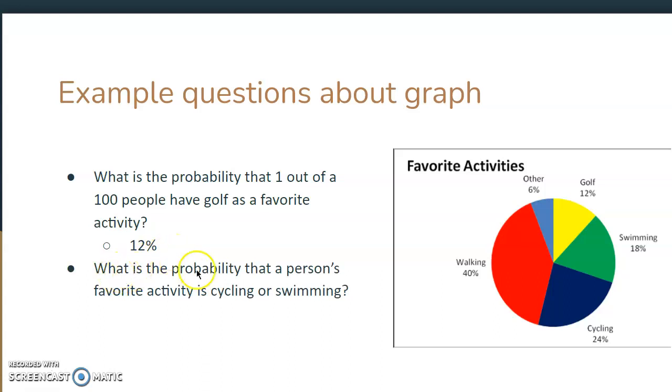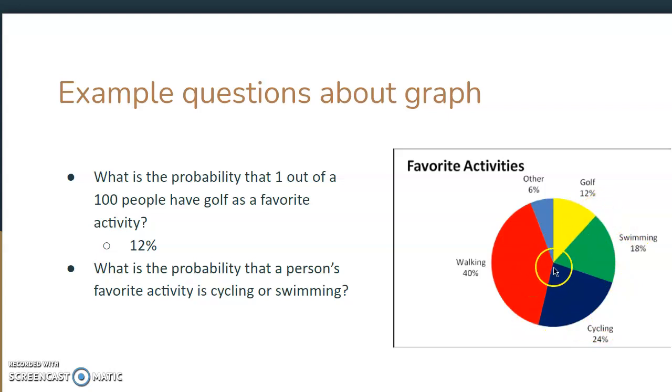What about this one? What is the probability that a person's favorite activity is cycling or swimming? So this one's a little bit harder. We don't just look at cycling or swimming by itself, but we look at this part of the graph together.